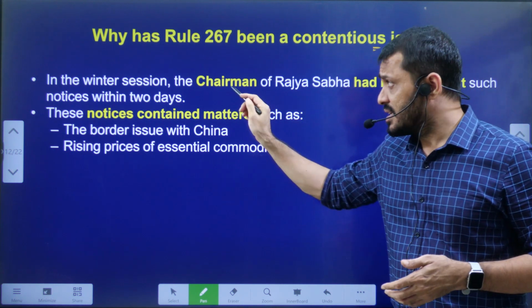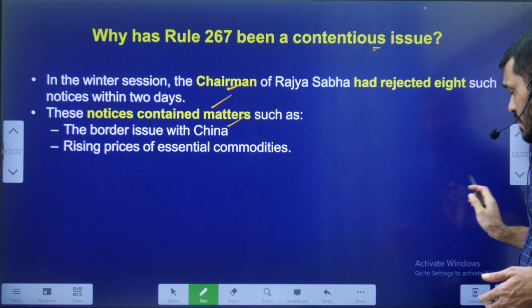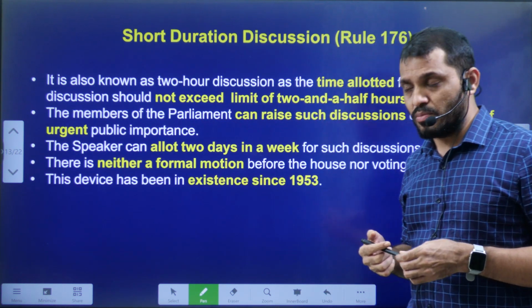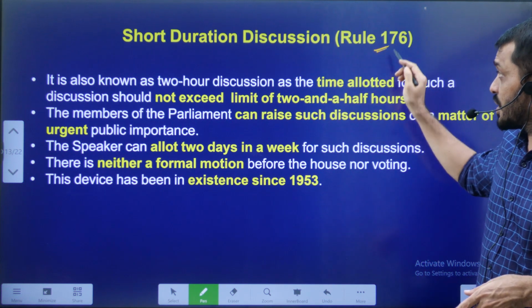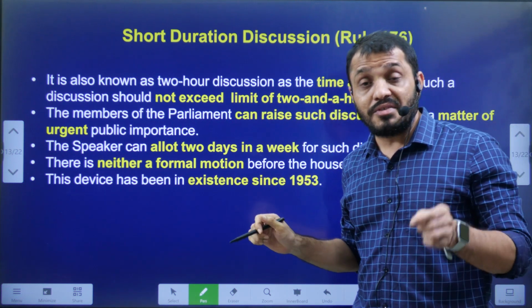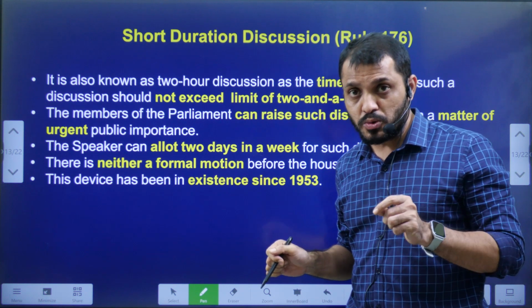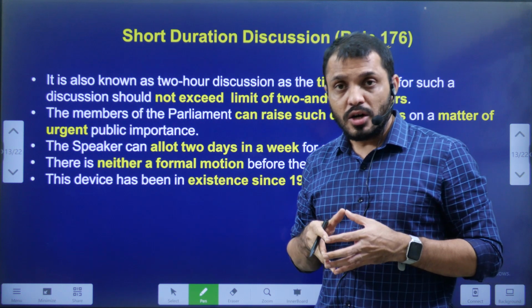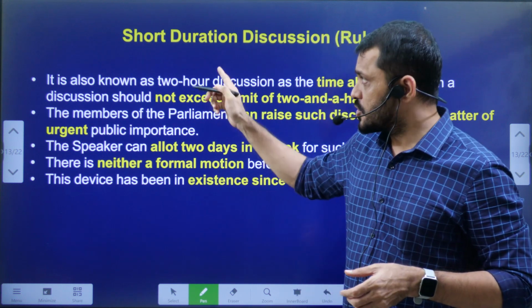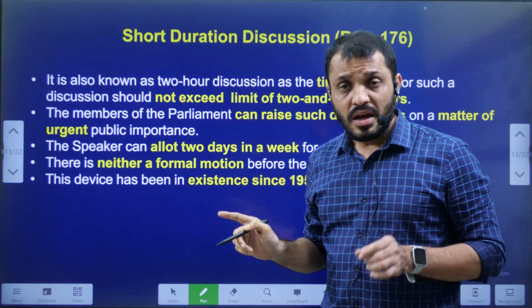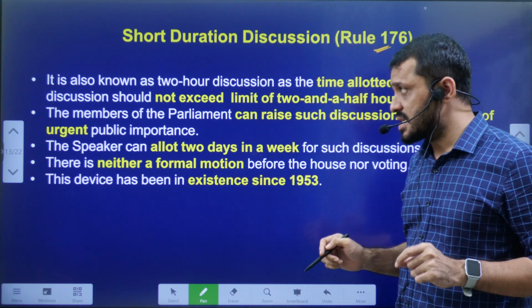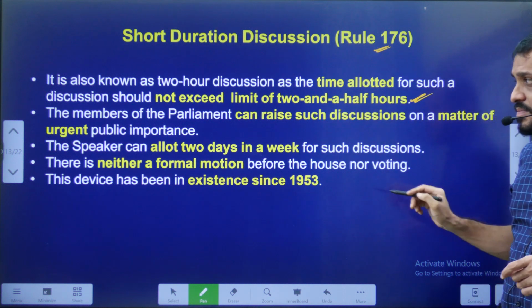Like I said earlier, the chairman is not allowing it, especially when opposition parties are very frequently giving motions under this rule. Next one is Rule 176. Government agreed that the Manipur issue can be discussed under Rule 176. Here you have to understand Rule 176, also known as the short duration discussion. The maximum duration allowed under this instrument is up to 2.5 hours.